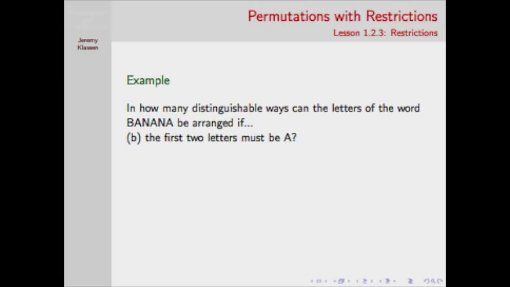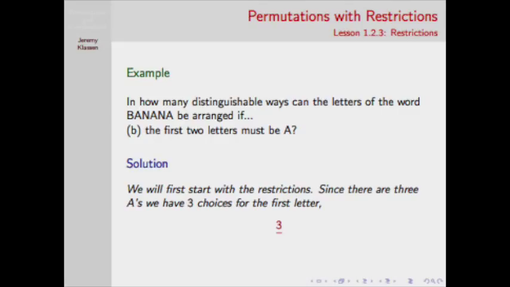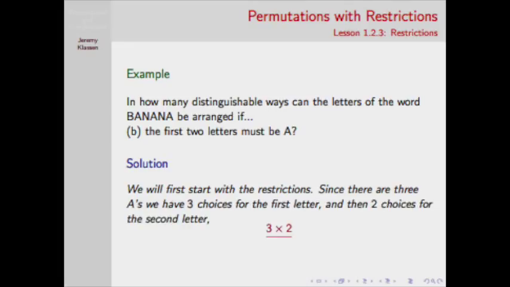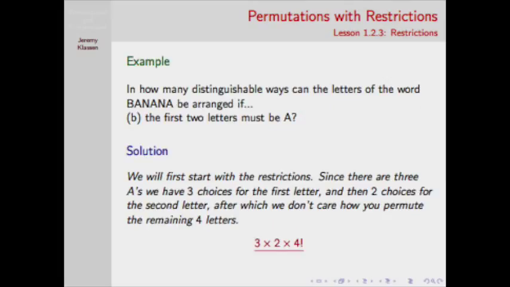Now, what if the first 2 letters must be A? As before, we'll start with the restrictions, and we'll worry about the repetition of the letters in just a little bit here. Since there are 3 A's, we have 3 choices for the first letter. Once we've chosen that A, there are now 2 choices for the second letter. And then there are 4 factorial ways we can permute the remaining 4 letters. Now that we've dealt with the restriction, we need to remember about the repetition of the A's and the N's. So we'll divide by 3 factorial times 2 factorial.